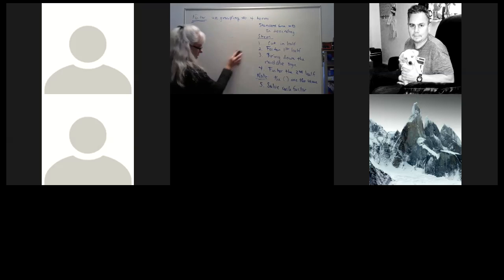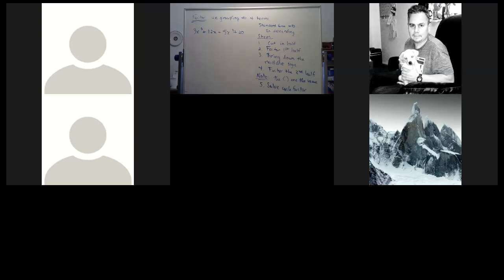Okay, let's try another one just to make sure everybody can do it. We have 3x cubed plus 12x equals 5x squared plus 20. So I notice that I've got my 4 terms again. That's what's telling me to use grouping.